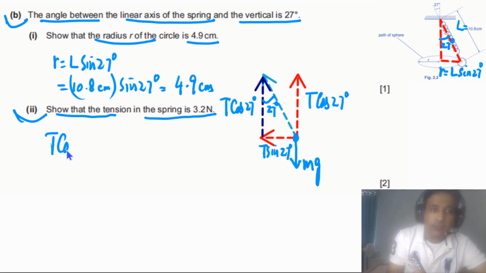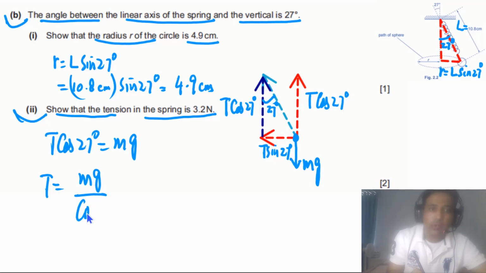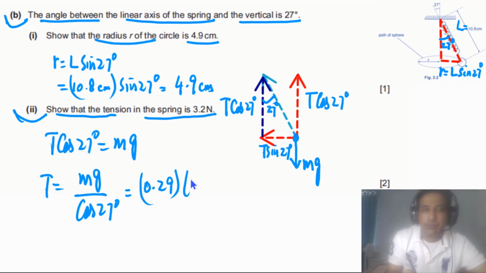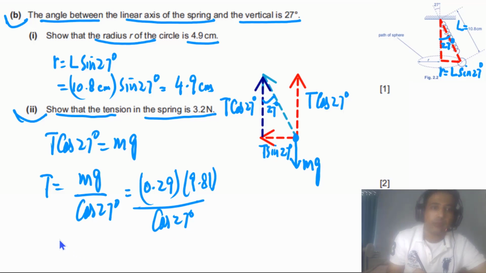Along vertical we have T cosine of 27 degrees. This one has to be equal to mg. So from here we can write T has to be equal to mg divided by cosine of 27 degrees. So here we have m, that is equal to 0.29 kg, and the value of g is 9.81, divided by cosine of 27 degrees. If we solve this one, we will get T equal to 3.2 newtons up to 2 SF. So this is how you need to answer this question.